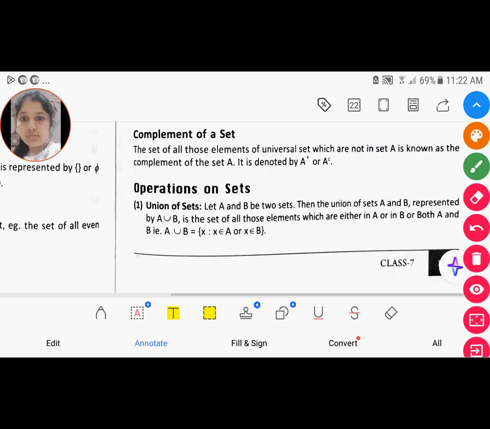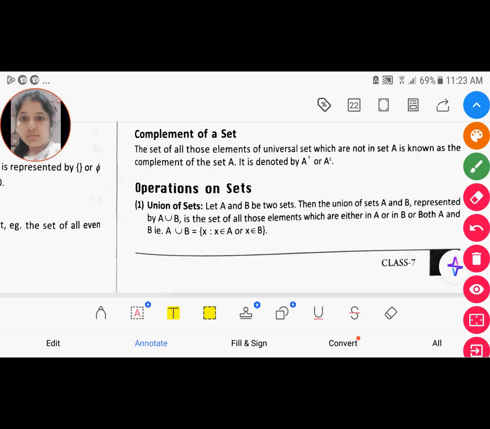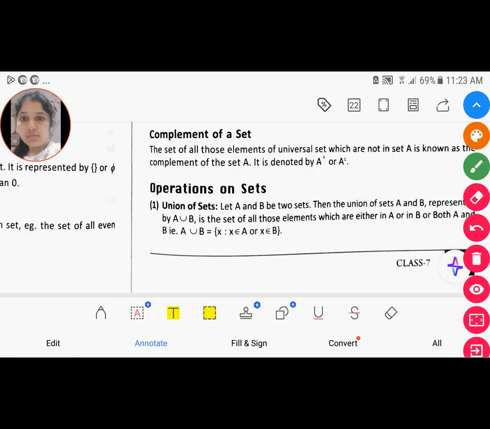Okay. Now operations on sets. A union B means those elements which are either in A or in B or in both A and B. Means the joining of two sets is known as union. They are either in A or in B or in both. So the combination of both the sets is known as union.